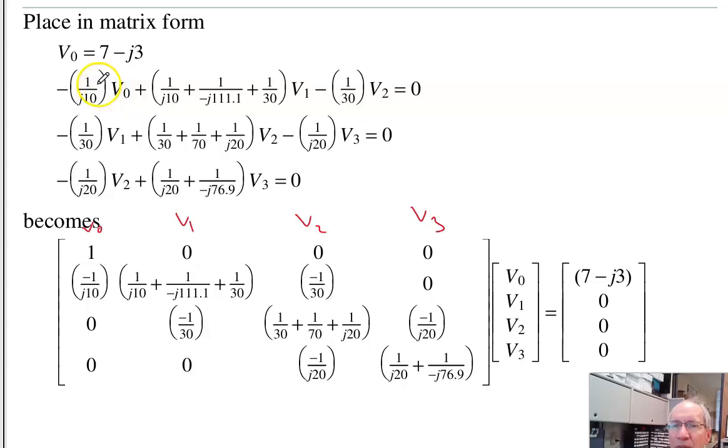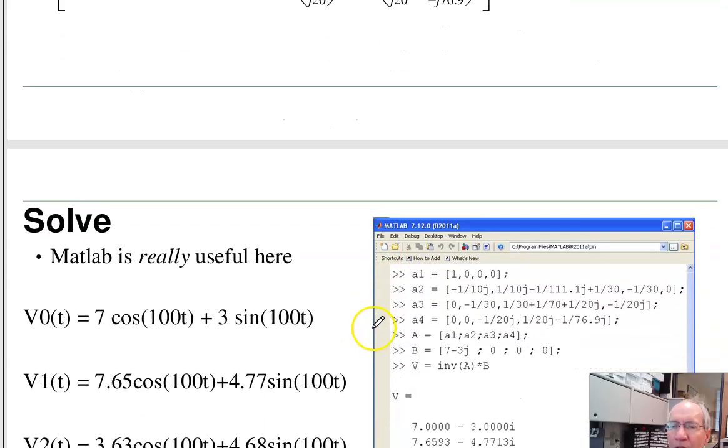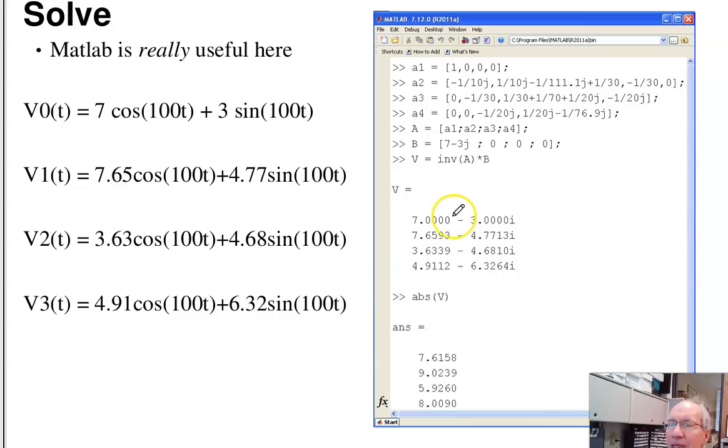Second equation, minus 1 over J10 V0, plus this mess times V1, minus 1/30th V2, and so on. Throw it in MATLAB. And here what I did is, here's the first row, second row, third row, fourth row, put them all together, that's A. There's B, inverse of A times B, poof, there's my answer.